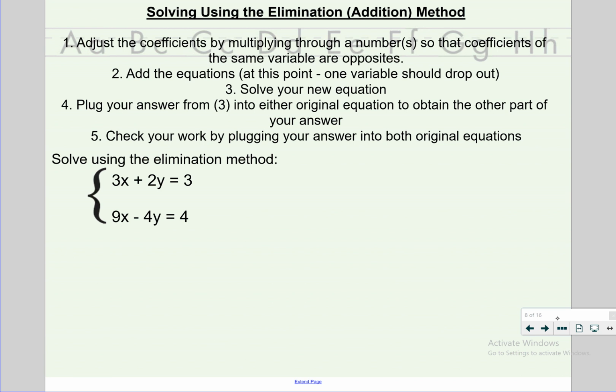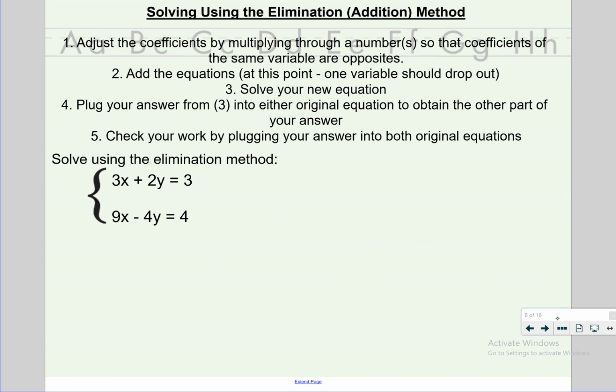So like if I had a 3x and a negative 3x, that would be good. Or a 2y and a negative 2y, that would be good. That's the situation we want to happen. If it isn't like that already, we multiply one or both equations by something. So there's lots of different ways to do this.